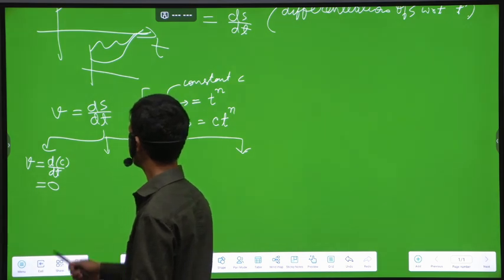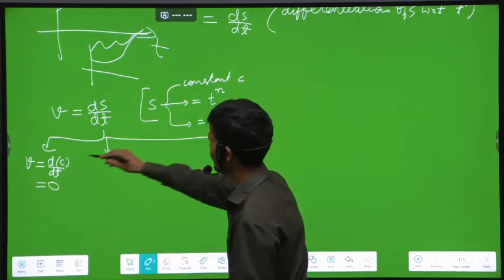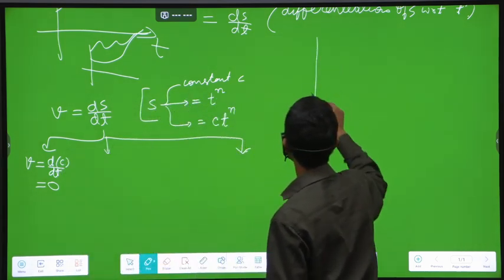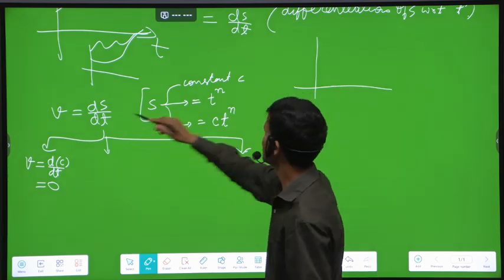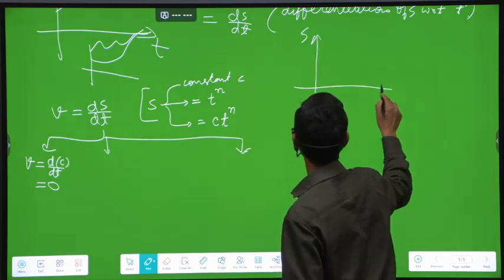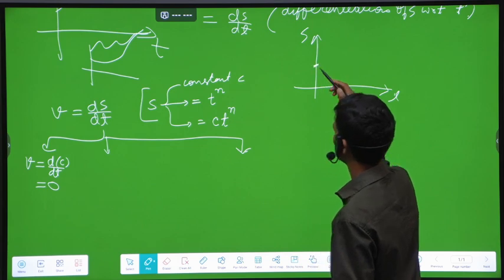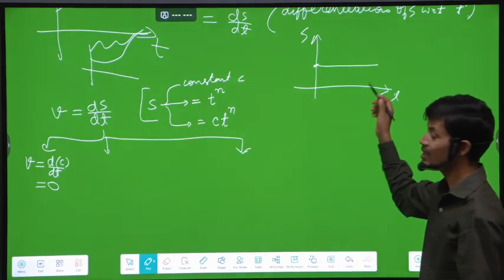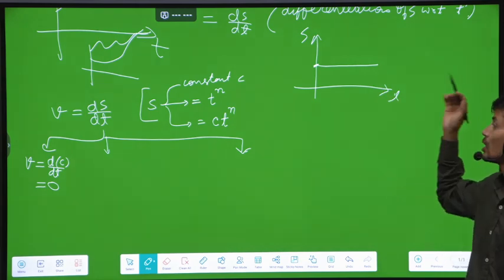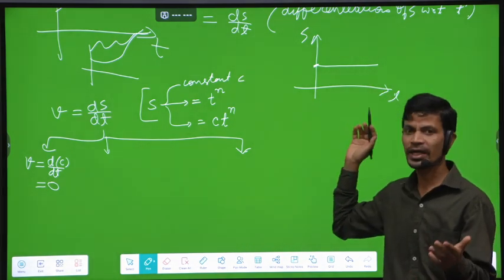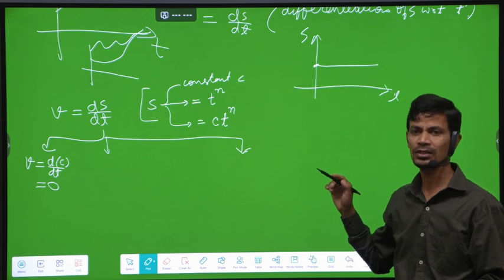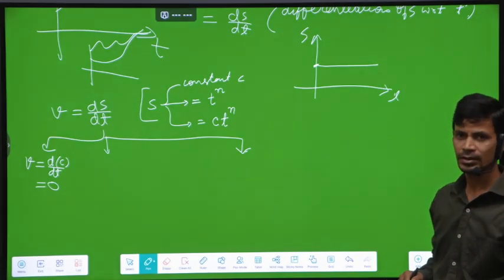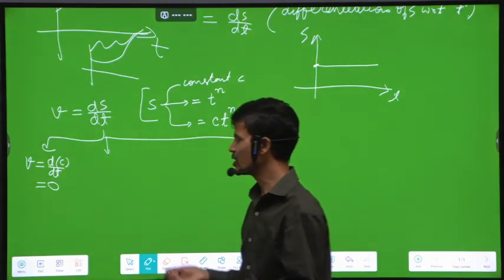What does it mean? Let me show you this graphically. S is not changing. Initially S has this value and it is not changing. See, this is the case for a stationary position, with slope zero. So differentiation works.